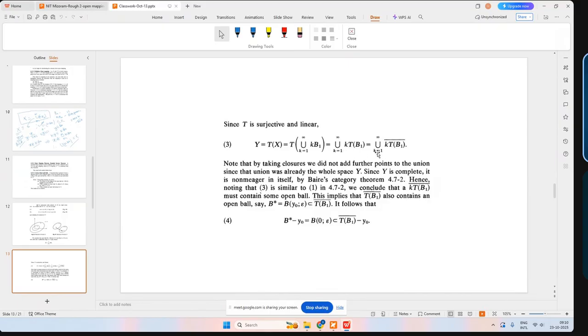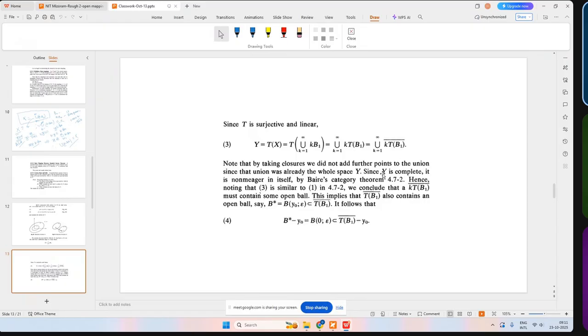One way inclusion is simple. The second way inclusion is, if you take an element x in kTB1 closure, then x will be in (k+1)TB1 closure. Therefore, when you take the union, these two unions remain the same. Clear? So by taking the closure, we do not further add points to the union. Please note, we do not add points to the union.